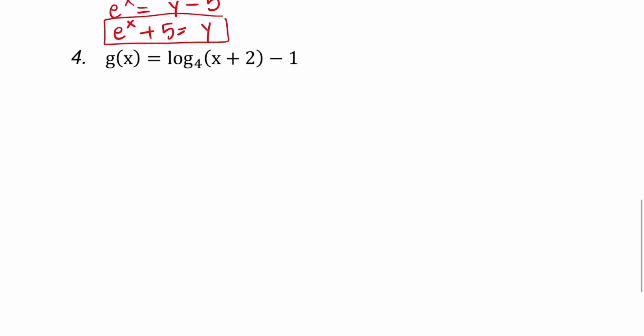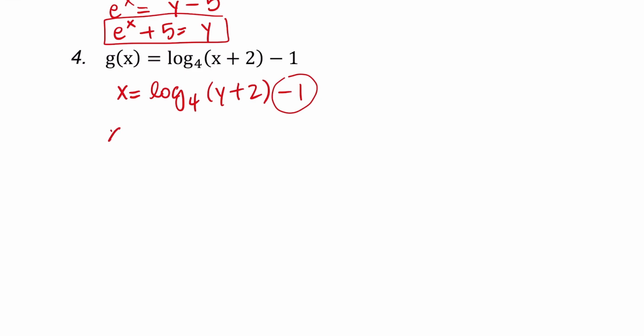Our last example says g of x is equal to log base 4 of x plus 2 minus 1. Let's first switch x and y, so we get x equals log base 4 of y plus 2 minus 1. Let's isolate this by adding 1 on this side. So we get x plus 1 equals log base 4 of y plus 2.